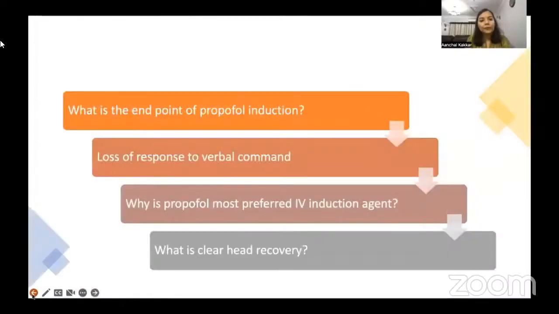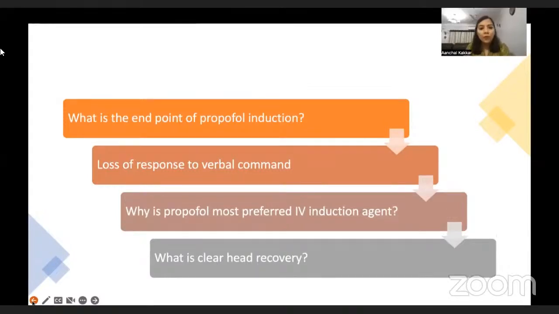Once you have answered these things, the examiner can ask you, what is the endpoint of propofol induction? When you give propofol, what is the endpoint of induction? The endpoint is loss of verbal response. That is why, when your consultant or your senior resident is giving propofol, he or she may ask you to talk to the patient. Why? Because you want to assess when there is loss of response to the verbal command.